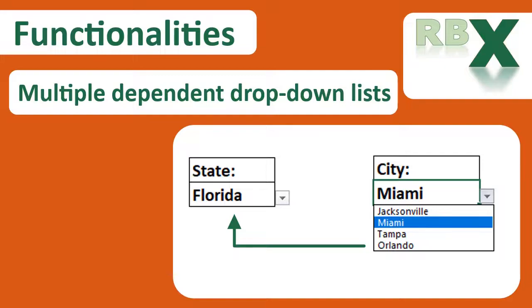In this video we are going to make multiple dependent drop-down lists, and that basically means that the choices in one drop-down are dependent on the choice in another drop-down.